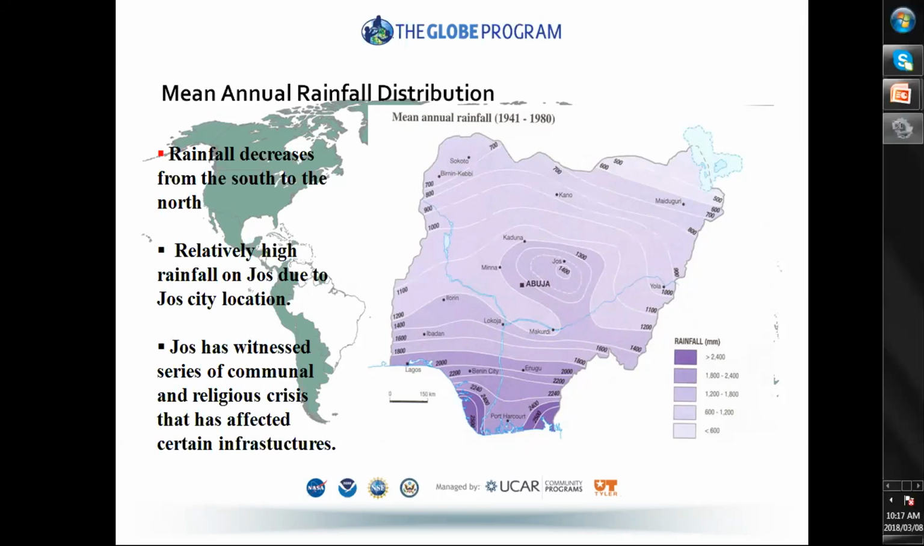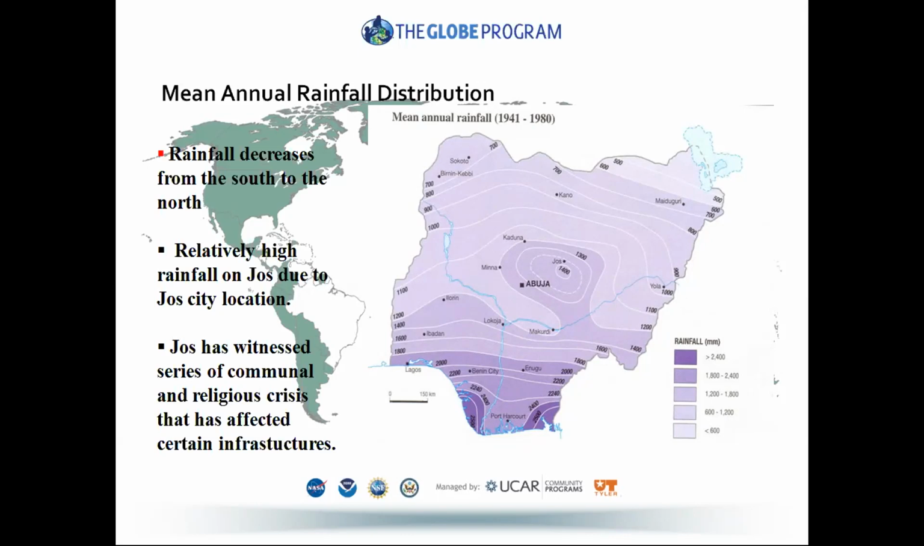Jos has witnessed a series of communal and religious crises that has affected certain infrastructures. Now the city is a little bit calm.